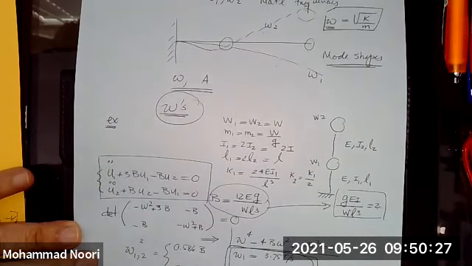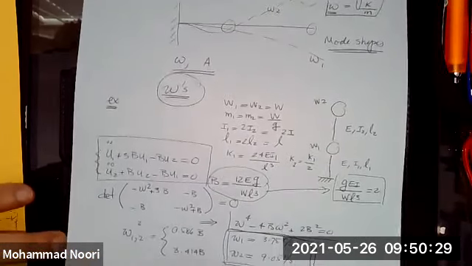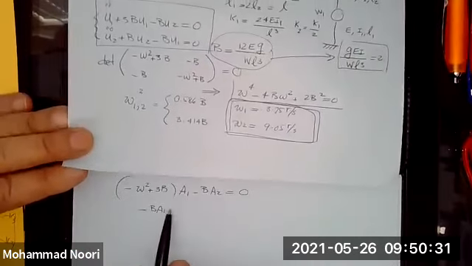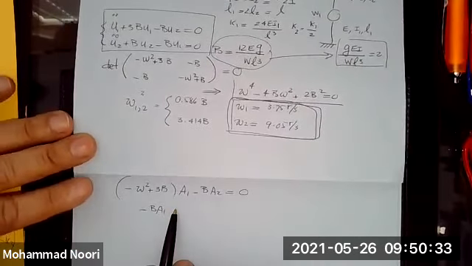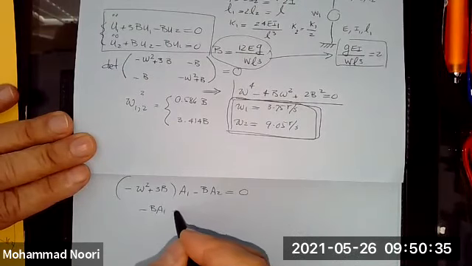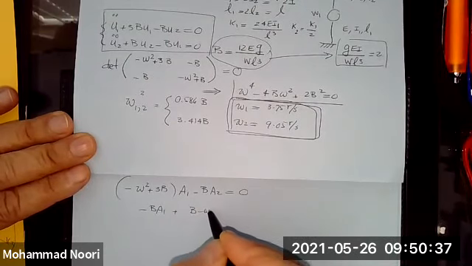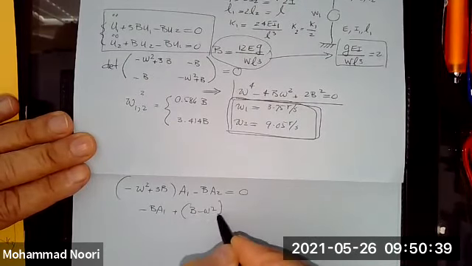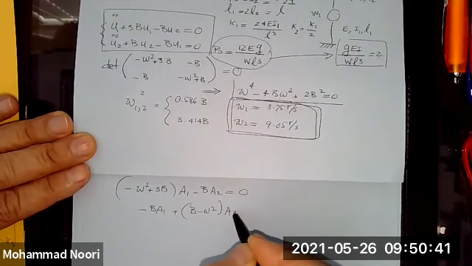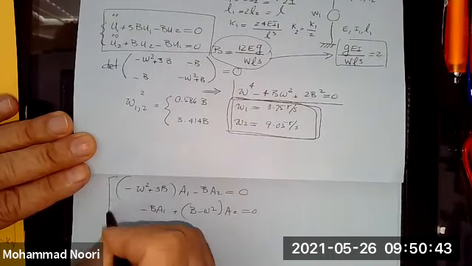So now if you set up this equation, you have this, plus B minus omega squared times A2 is equal to 0.